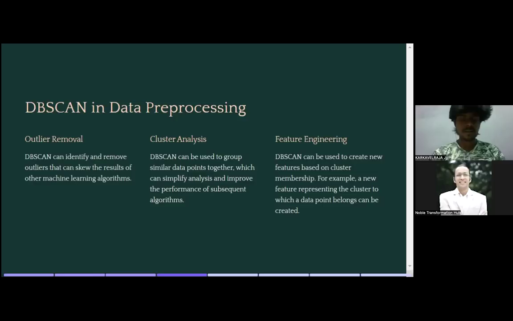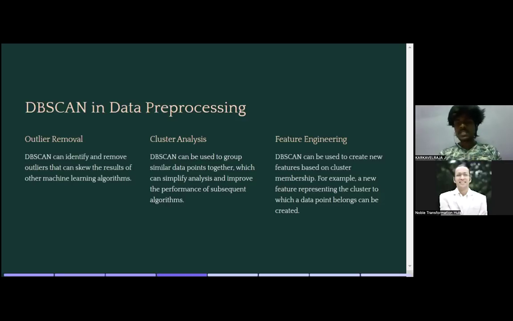Then cluster analysis. DBSCAN can be used to group similar data points together, which can simplify analysis and improve the performance of subsequent algorithms. You can use it for clustering analysis. Once you make the data clean by removing noise and outliers, you can have DBSCAN as a base, and apply any other clustering algorithm on top of it, and analyze it.